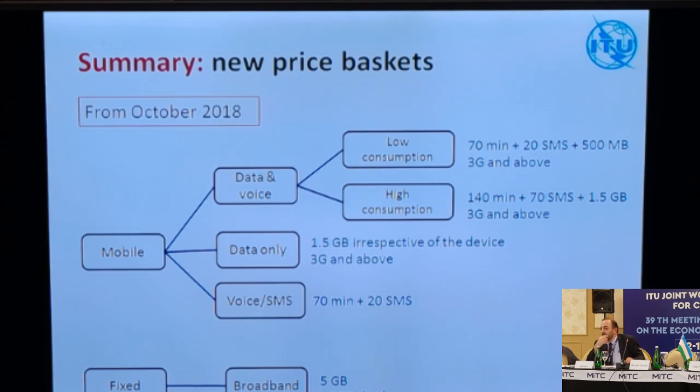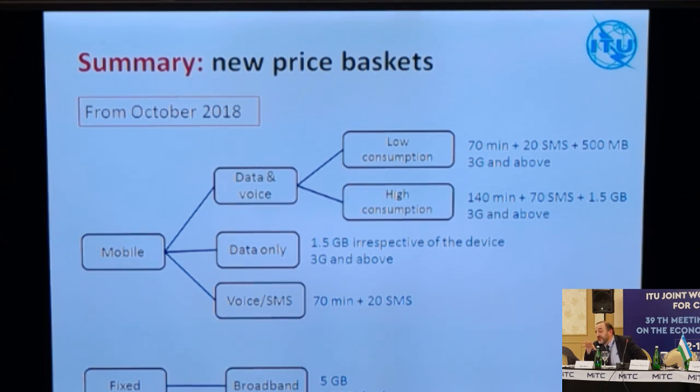So, the new price baskets from October 2018 are those. For mobile, we have the data and voice with a low and high consumption. For data only, it was decided to keep a data only mobile broadband subscription with a consumption that allows you to consume 1.5 gigabytes from any device, a tablet, for example. And we allow as well a standalone voice subscription that should allow you to make 70 minutes of phone calls and to send 20 SMS per month. So these are the tariffs that are to be collected from the largest operator once you receive the ITU questionnaire.